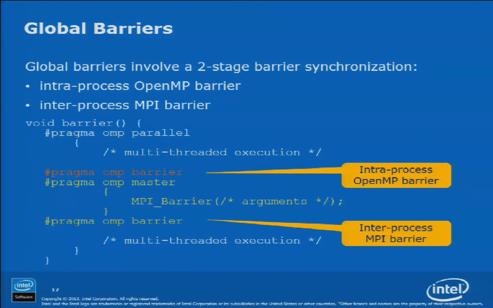You need to do an OMP master to do the MPI barrier. So this synchronizes all the threads in this particular MPI process. This down here synchronizes all the MPI processes. And then you need to do another barrier to make sure that all threads see that the MPI barrier has been completed. It's a lot of barriers for just synchronizing a couple of thousand threads.